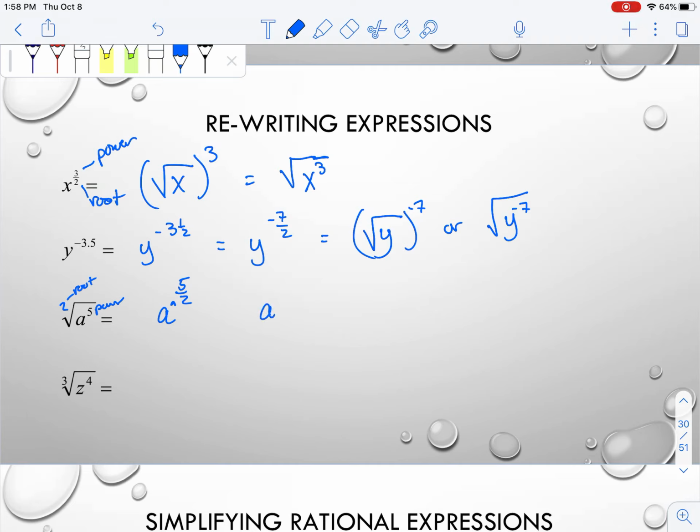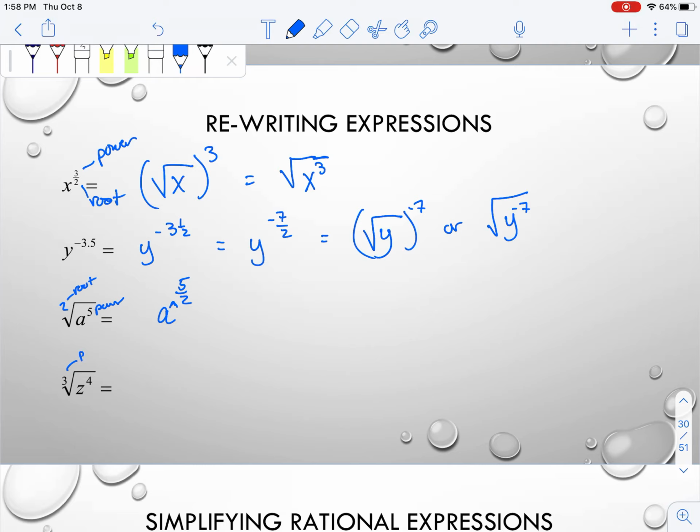Some people get lazy and they do this. Well, does that mean a times 5/2? I don't know what that means. Make it obvious that that is raised. There should be no question about it. And if you have to put a little caret there, then do it so I know that it is definitely raised as an exponent. Let's do another example here.